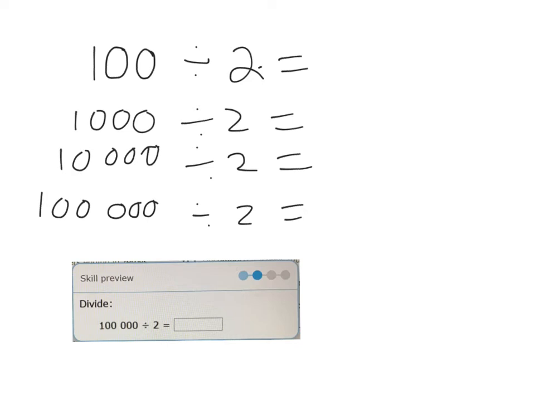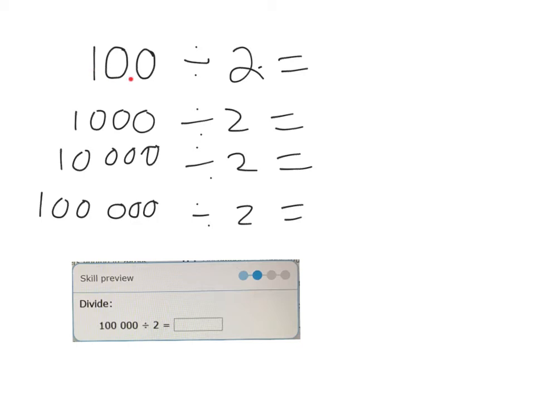In this video, we're going to look at dividing numbers that end in zeros. I'm going to use a little bit of the patterning we talked about in the last video to help us visualize and understand. The question is 100,000 divided by 2. Some of you might automatically think, oh, that's 50,000. 50,000 times 2 is 100,000. That's fine, but I want to just visually show it to you.